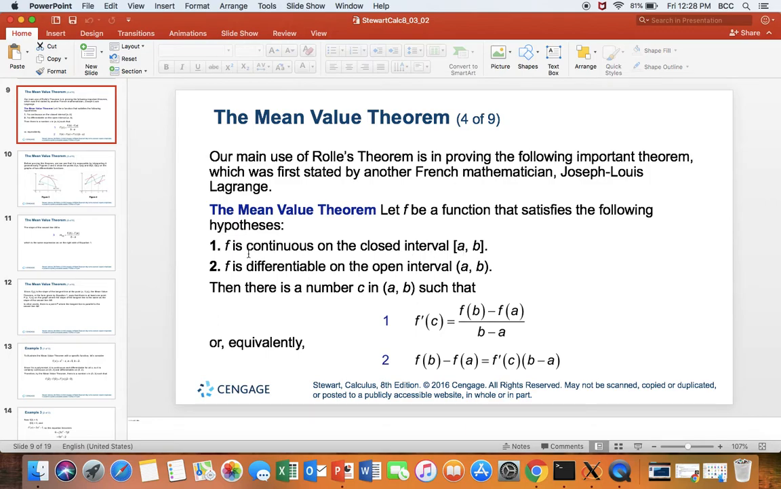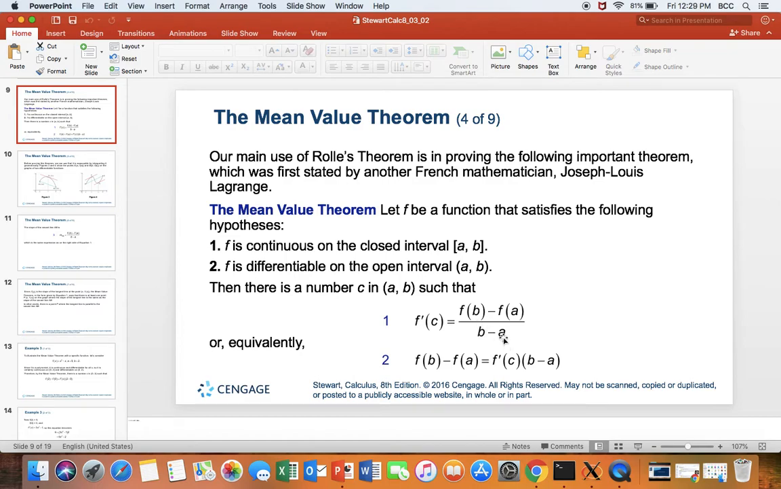So f is continuous on the closed interval [a, b], f is differentiable on the open interval (a, b). There is a number c in (a, b) such that the slope of the tangent at c, that is f'(c), is equal to the slope of the line segment joining the endpoints. Do you understand this formula? (y2 - y1)/(x2 - x1).